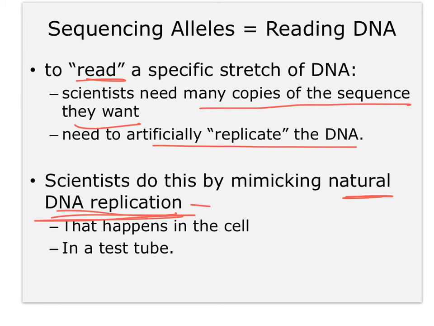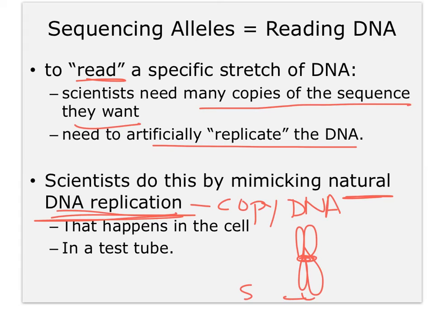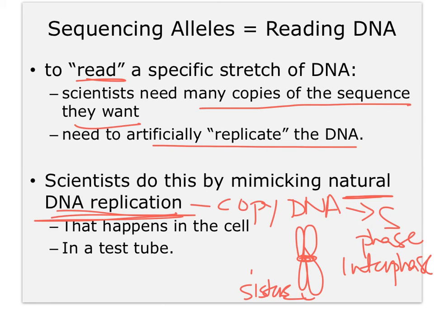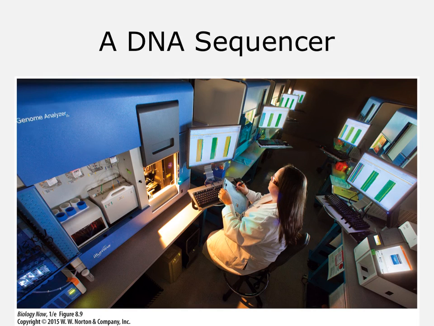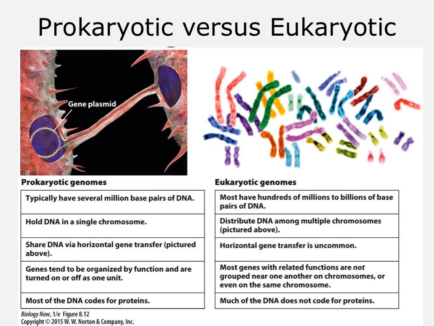Just like we copy, remember we copy DNA, we make the sisters, we go from the chromosome, right, to the 2, and then we condense it and it looks like a sausage. Remember, these 2 are the sisters. Copy DNA in S phase of interphase. Here's a DNA sequencer, making lots of DNA, and then we can figure out what the order is using really expensive equipment. And there you have it.